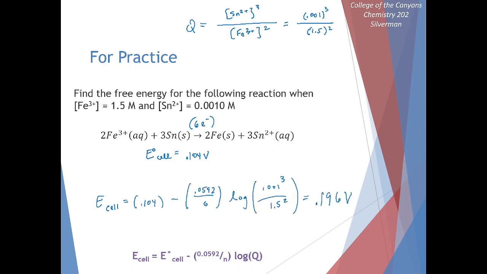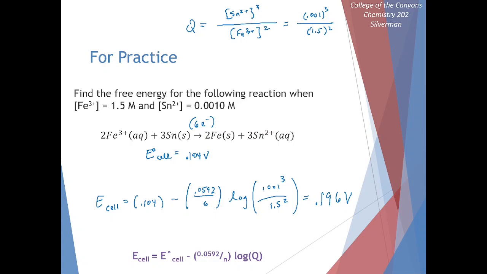What we see is our cell potential at these non-standard conditions is 0.196 volts. This is even more spontaneous. This will occur even more readily. Hopefully this matches our intuition.